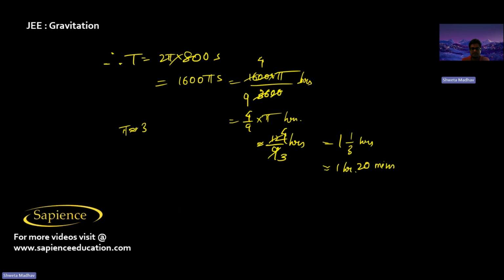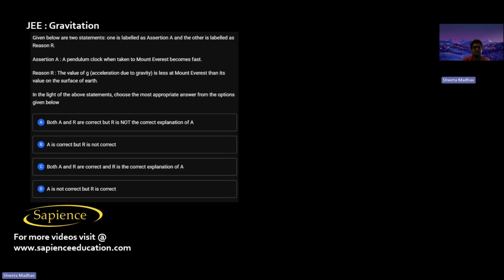Option B is the correct answer. Then here it is told the assertion is: pendulum clock when taken to Mount Everest becomes fast.